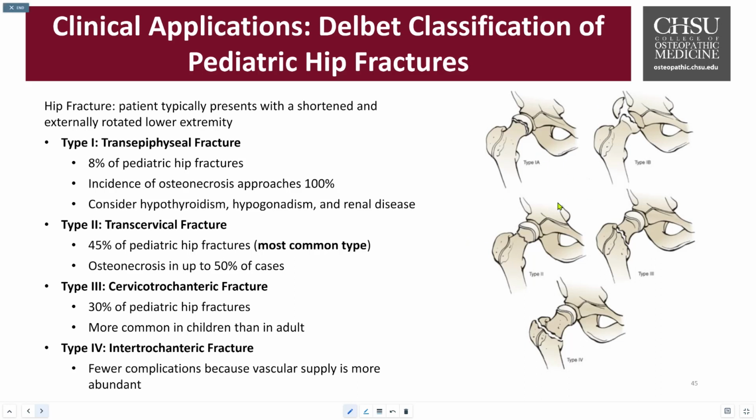So on the right we have pictures of it. Type 1A and 1B fall into transepiphyseal. So right here you can see either the top part of the head gets cut off or part of the head is severed. Type 2 is transcervical, so you can see it's by the neck region. Type 3 will be at the base of the neck, closer to the greater trochanter, and the intertrochanteric is through the trochanter and cutting through the femur head.